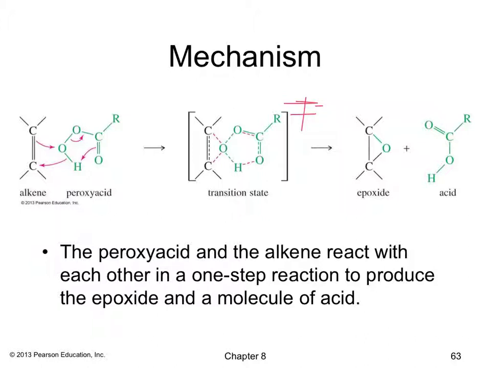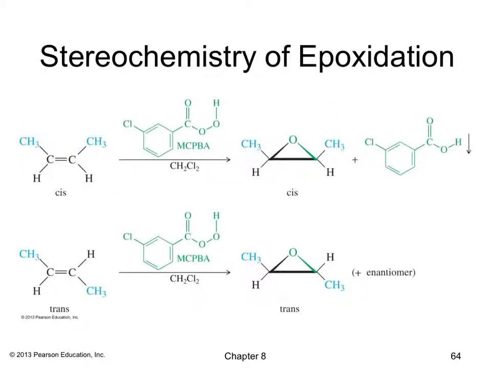Here your transition state is formed, and then what happens is your product is your peroxide, or not peroxide, your epoxide, and then your acid. So once this is formed, you generate these two products, and it happens in one step. It's a concerted mechanism. So stereochemistry of epoxidation.